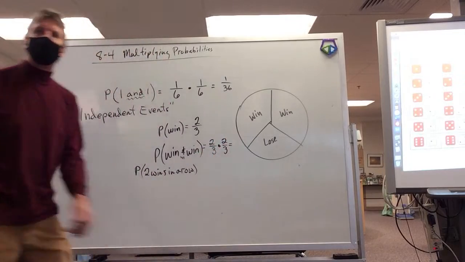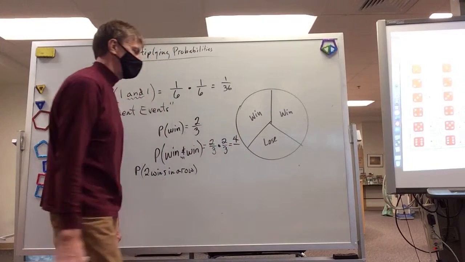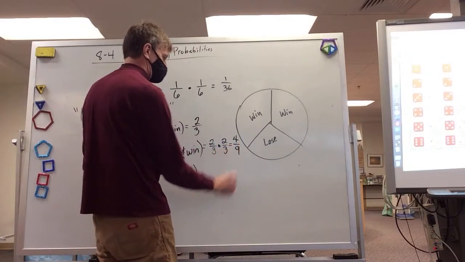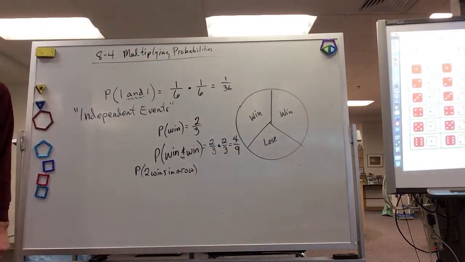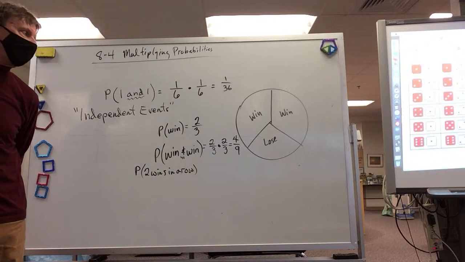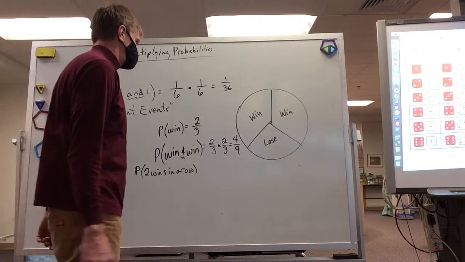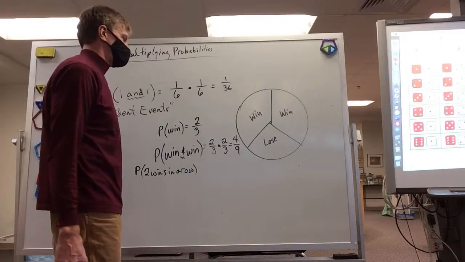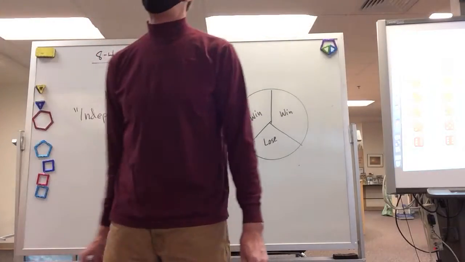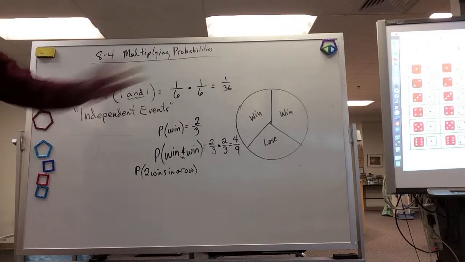So what is 2/3 multiplied by 2/3? 4/9. Yeah, let's make sure we multiply our fractions top to top, bottom to bottom. So it's almost a 50% chance of winning twice in a row, almost. Well, it's less than 0.5. 4/9 is 0.4 repeating forever.